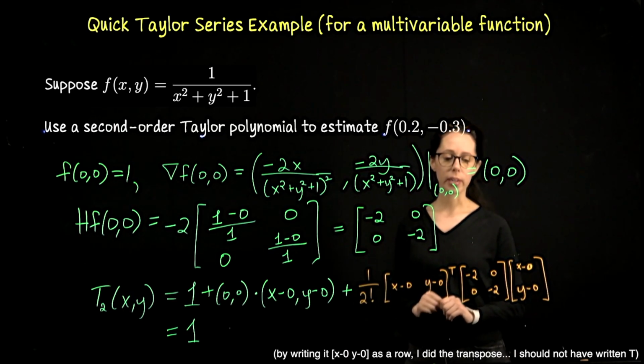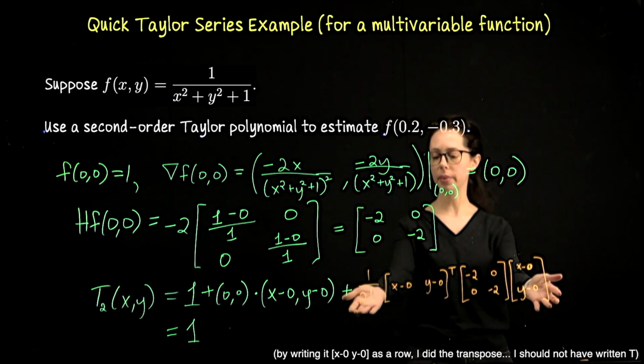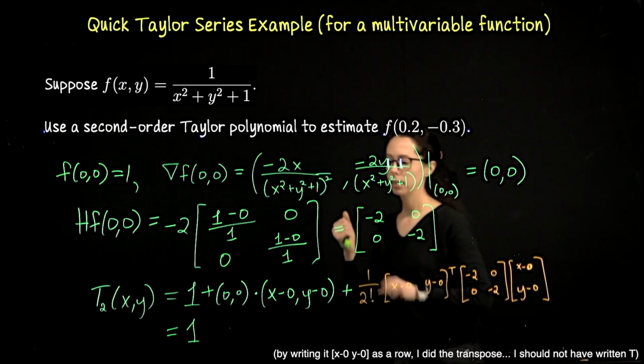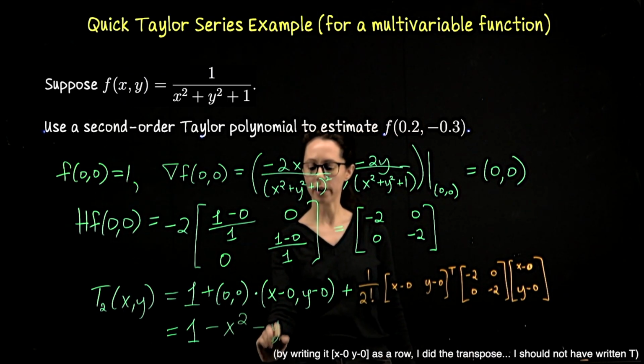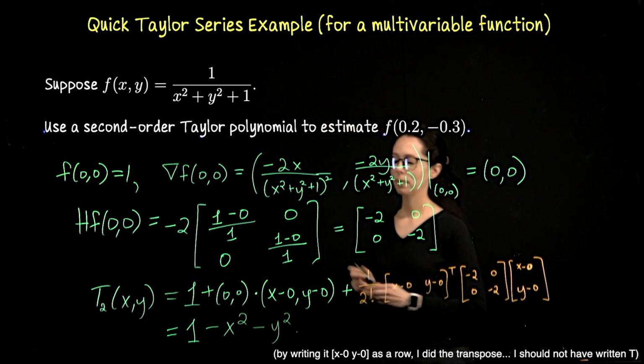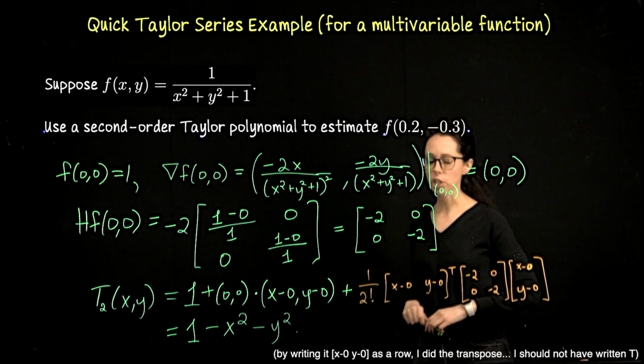Ultimately, looking at this, we're going to have, just from this triple product, negative 2x squared minus 2y squared, but then we're going to divide by 2 factorial, leaving us with minus x squared minus y squared. Okay, so that is the second-order Taylor polynomial approximating this function.